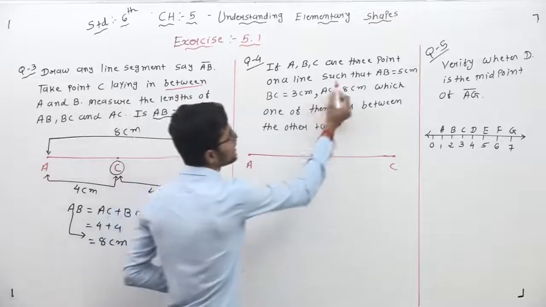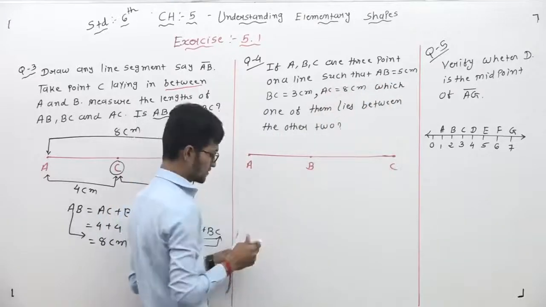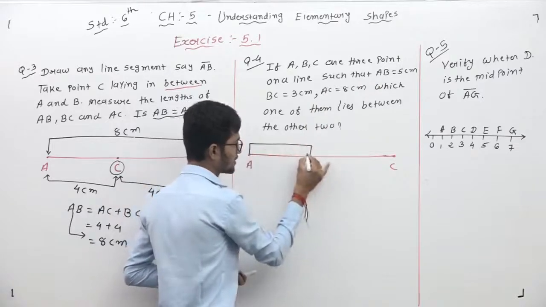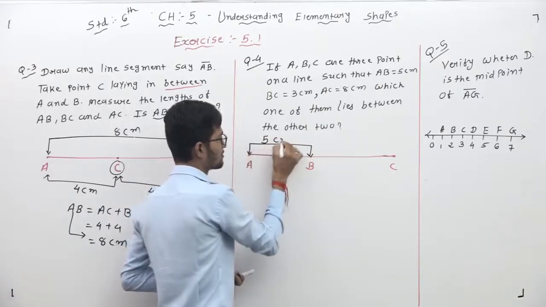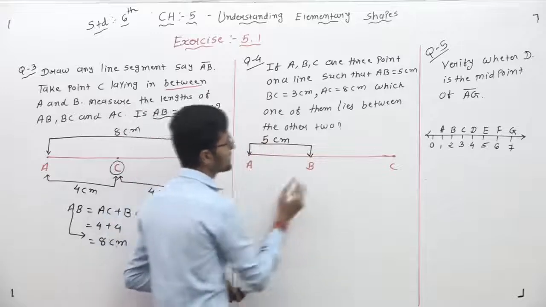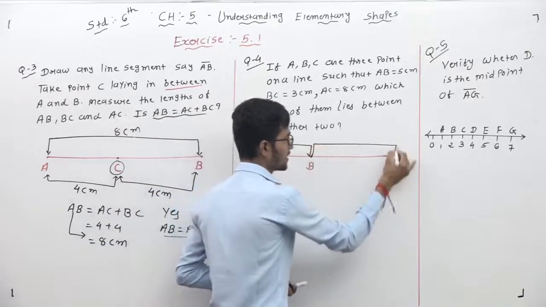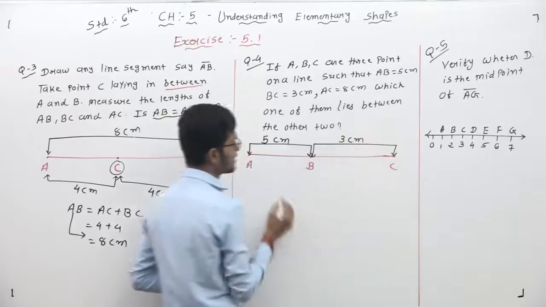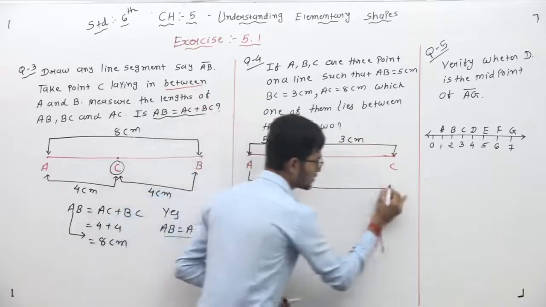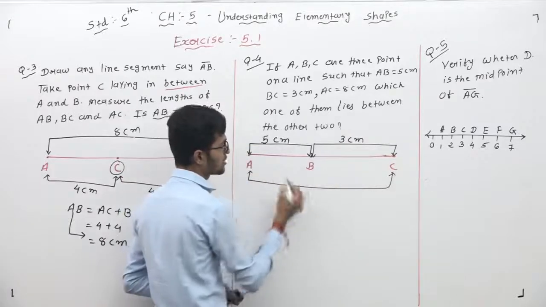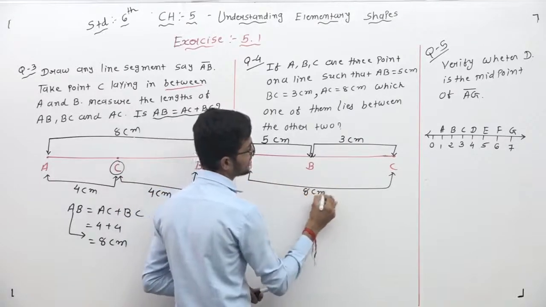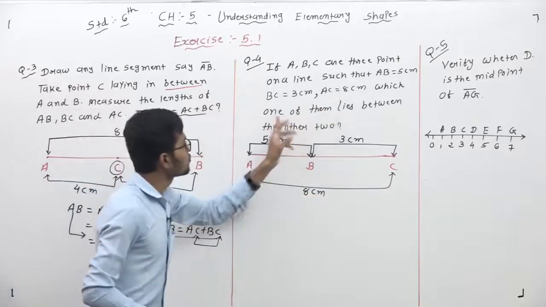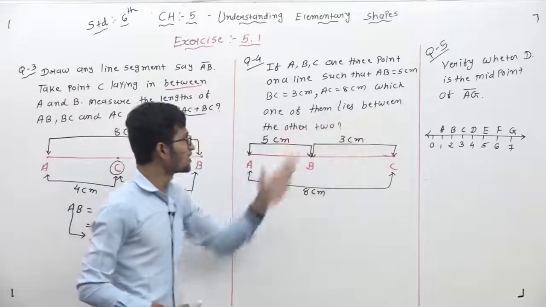Clear? Again. AB is equal to 5 centimeter. It means A to B distance, start here to here. This distance is 5 centimeter. B to C, it means start here again, B to C, here to here distance. This one is 3 centimeter, and A to C, it means here to here. And this distance is 8 centimeter. So, understand? Which one of them lies between the other two?